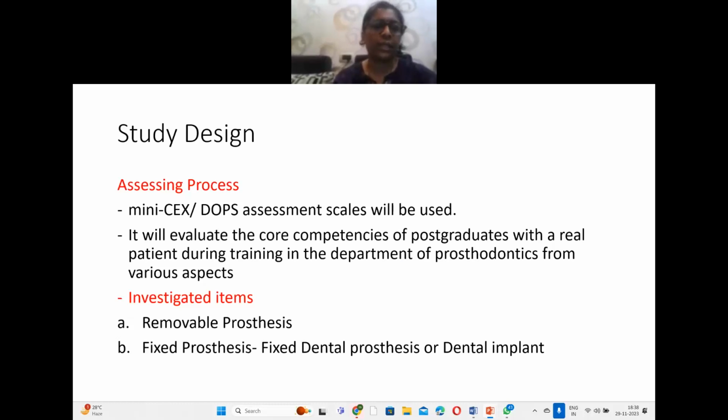So the assessing method is the mini-CEX, that is, the mini clinical evaluation exercise or direct observation assessment scale, which will be used. It will evaluate the core competency of the postgraduate student with a real patient during the training in the Department of Orthodontics from various aspects. Now, my doubt is that in the preclinical exercise, we are taking so many topics, that is removable prosthesis, fixed dental prosthesis, or dental implant. I just want to take help from Nagda ma'am on whether I should stick to one particular topic, that is the removable one, or whether I should involve all the preclinical exercise topics.